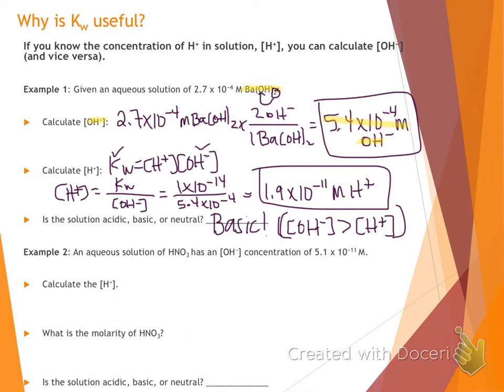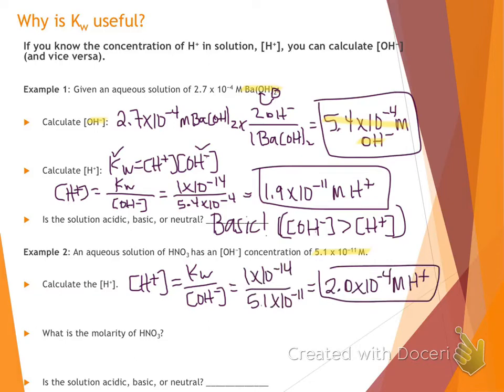So here we're given an aqueous solution of nitric acid, and it has a hydroxide ion concentration given to us here. We're looking for our H+. Well, we know Kw is H+ times OH minus, so our H+ is going to be our Kw divided by that OH minus concentration. So that should have given you 2.0 times 10 to the negative 4 molar there.